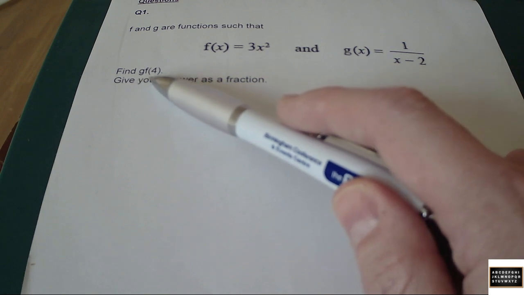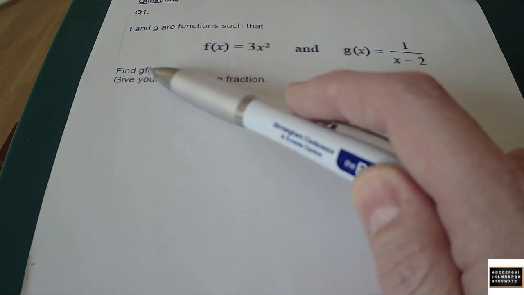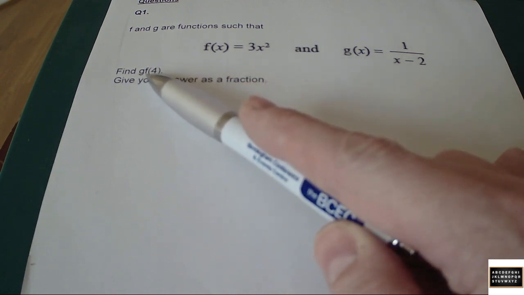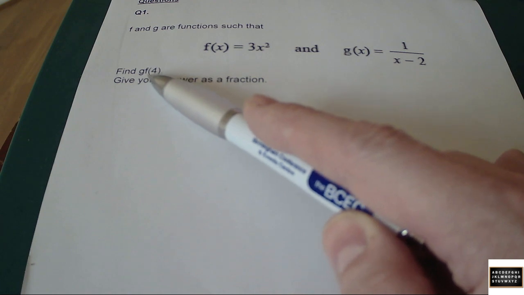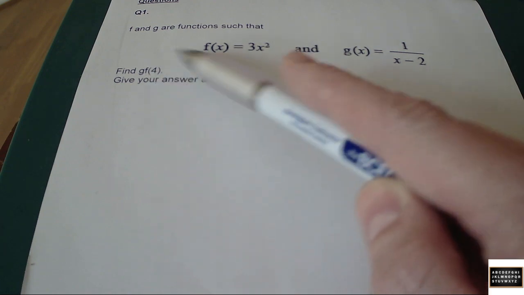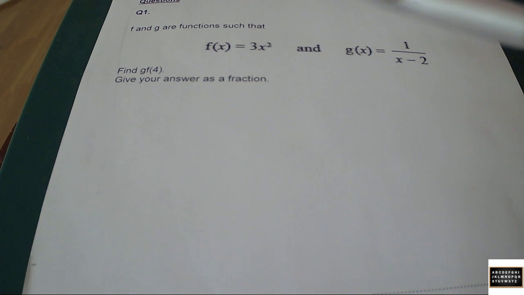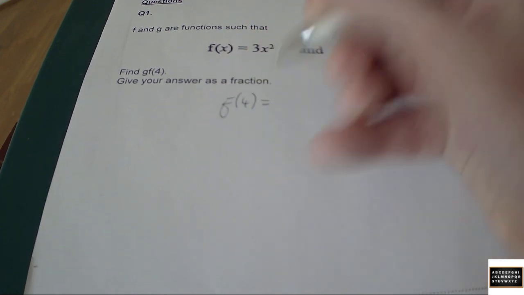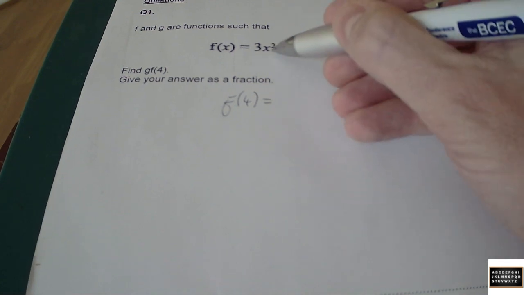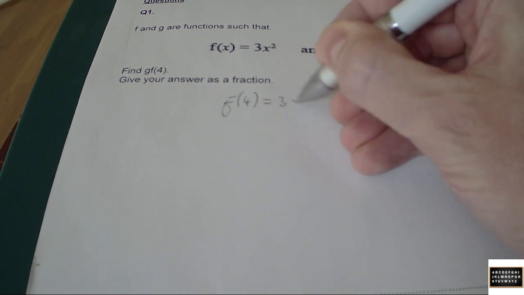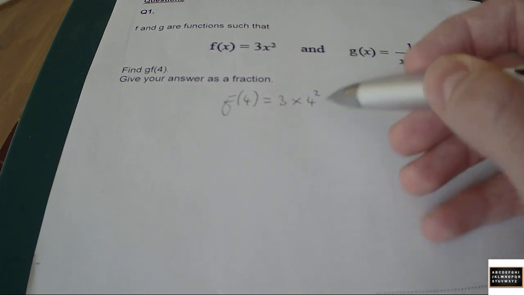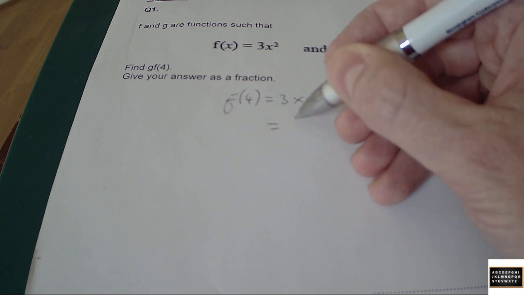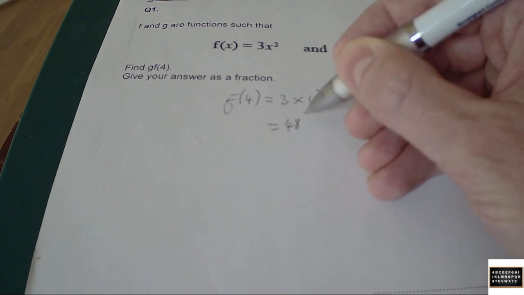So g of f of 4. You really do opposite. Best way to do this is to do it from right to left. So if we imagine covering up the g and looking at just what's on the right hand side, the f of 4 bit, we're going to do f of 4 first. So we do the bit on the right hand side first. So f of 4. Wherever I see an x in this expression, I'm going to think about that being a 4. And using the rules of BIDMAS, I'm going to do 4 squared, which is 16, and then 16 times 3, which is 48.